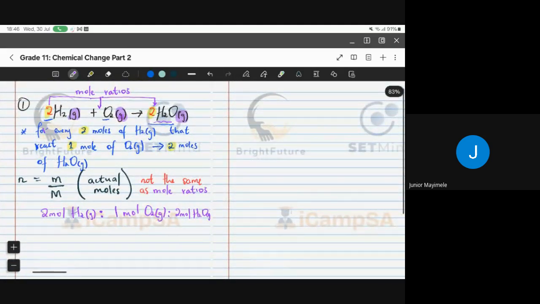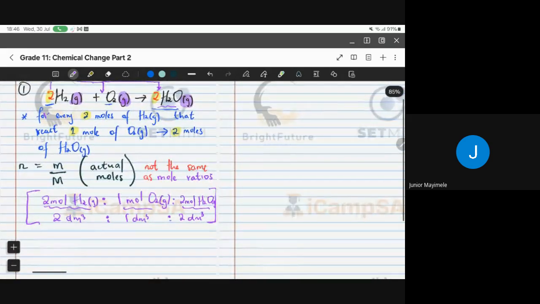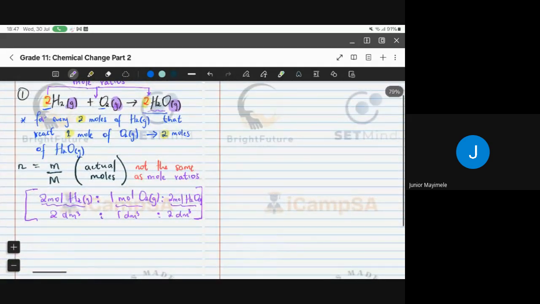For gases, the ratio of these is the same for the moles and also for volume. So what that means is we would have 2 is to 1 is to 2. This is our first point in this lesson. Only for gases. For other substances like your liquids or solids and so on, you can't get this relationship. You can only get it for gases.